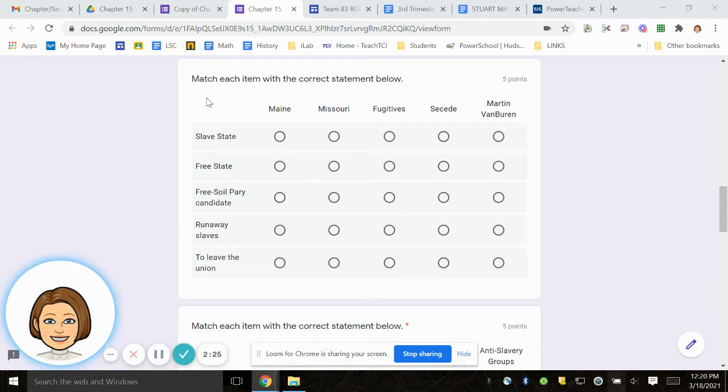Number 7. This was a free state. Number 8. He was a Free Soil Party candidate. Number 9. Another word for runaway slaves. And number 10, this word means to leave the Union.